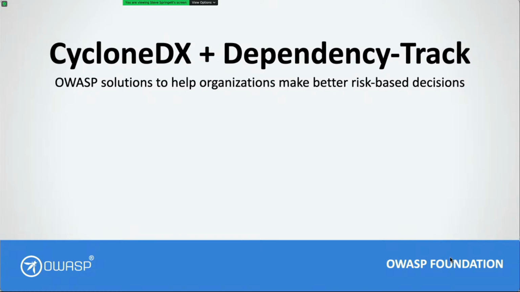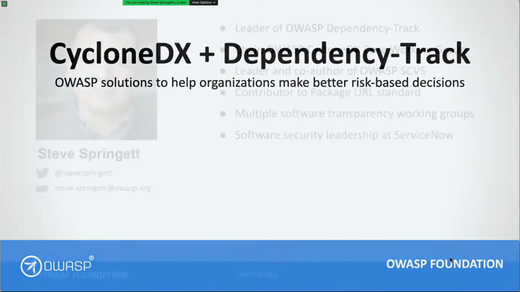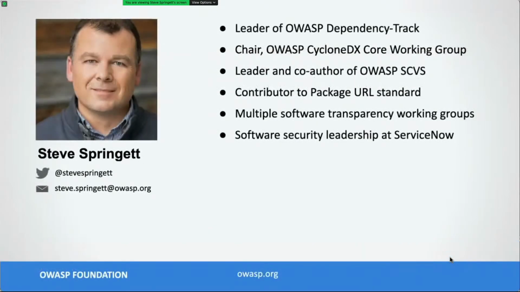What we're going to be talking about is CycloneDX and Dependency Track, both of which are OWASP projects, and they work together to achieve a lot of cybersecurity use cases. So real quick about me. I build stuff, I break stuff, I build stuff to protect stuff. I get paid to do stuff at ServiceNow. There's my contact information if you'd like to reach out.